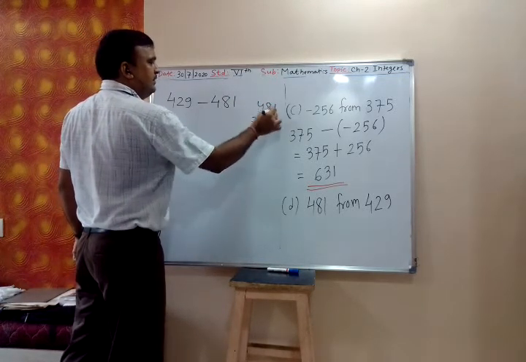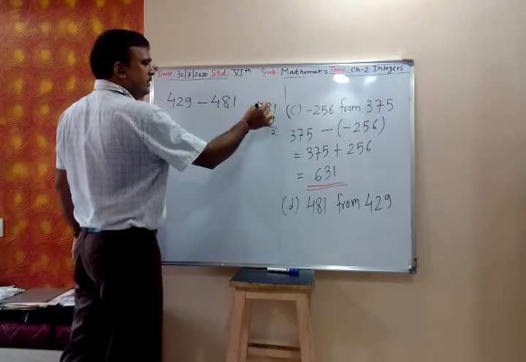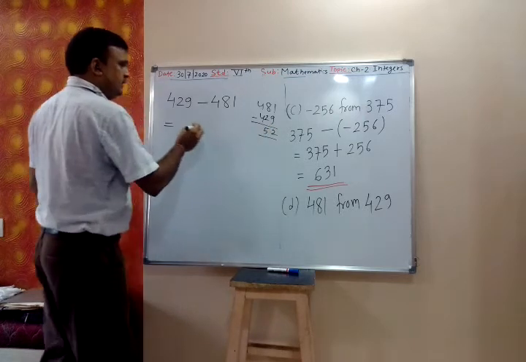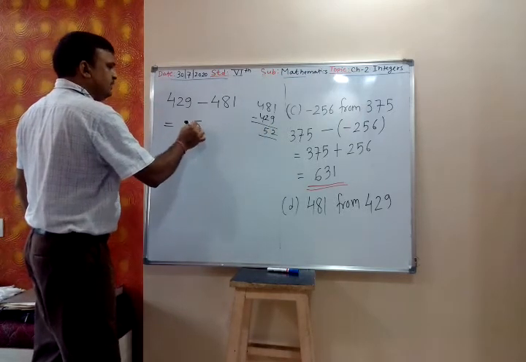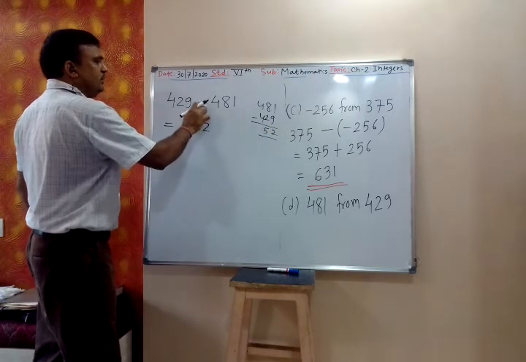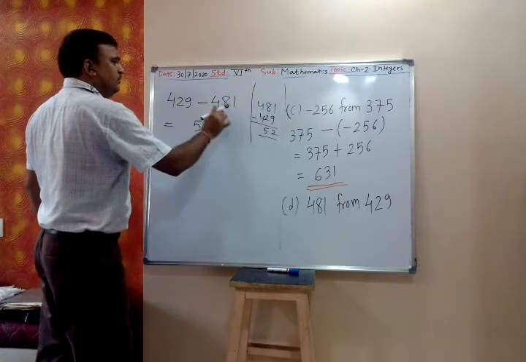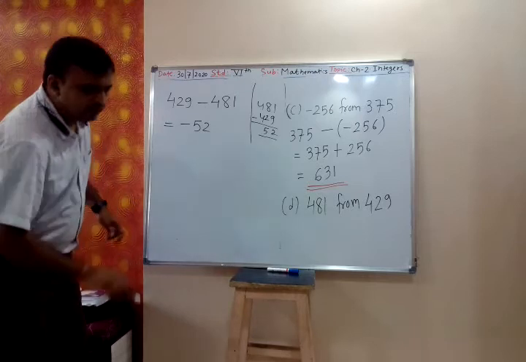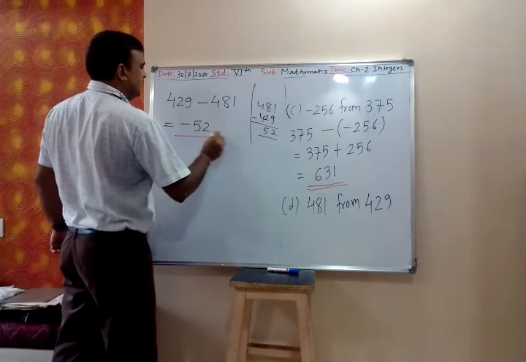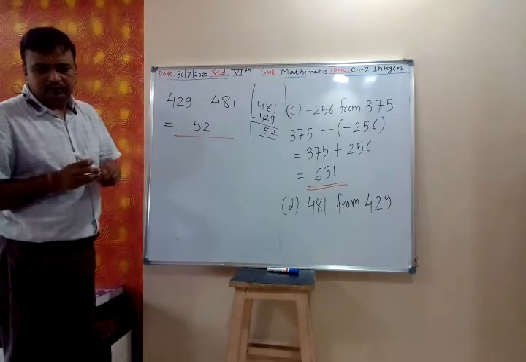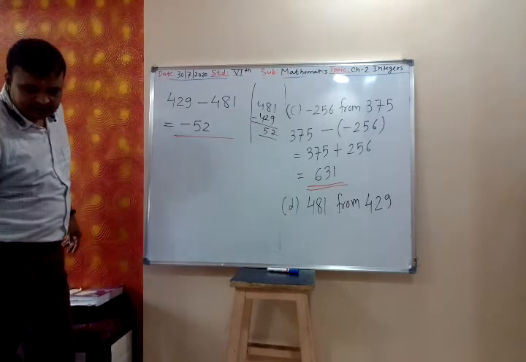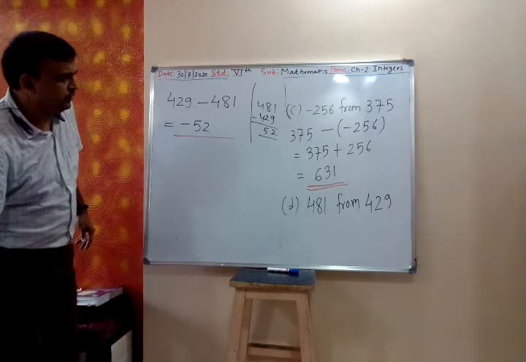11 minus 9, 2. Then 7 minus 2, 5. So it is 52. Which number is bigger? 481. What is the sign of that? Minus. So the answer is minus 52. Yes, right. Answer is minus 52.